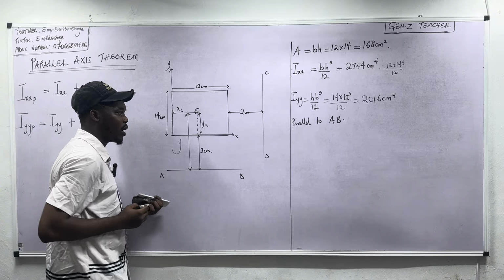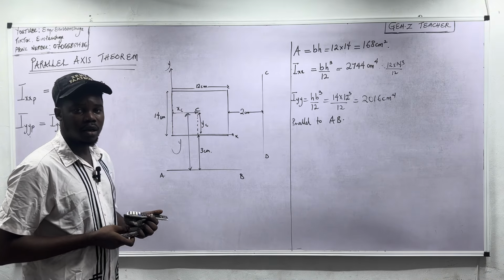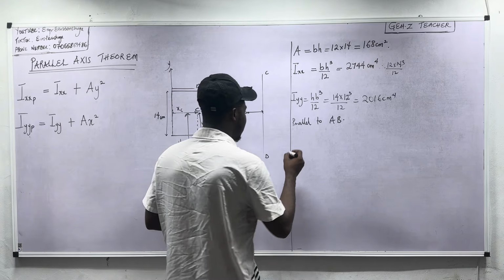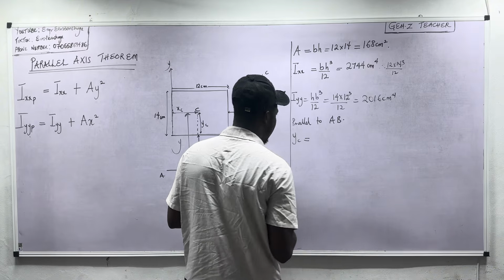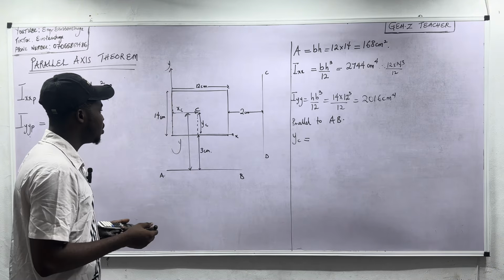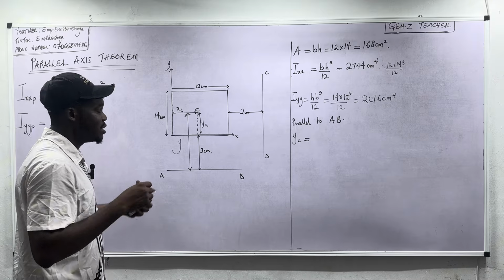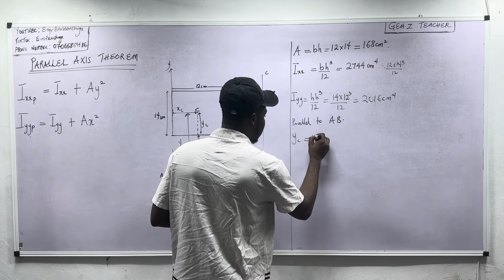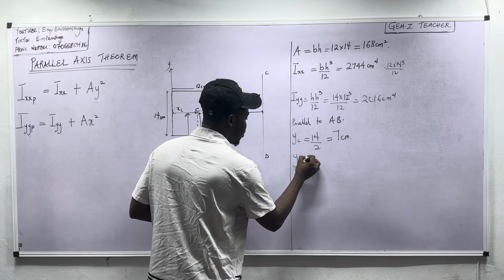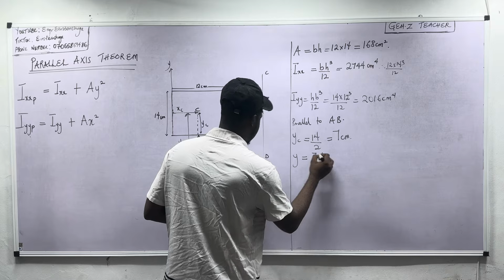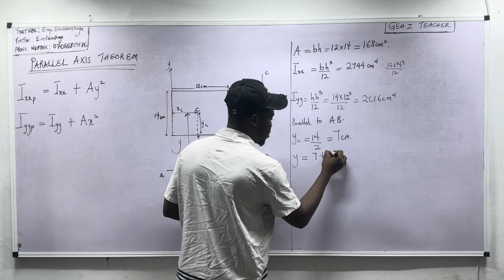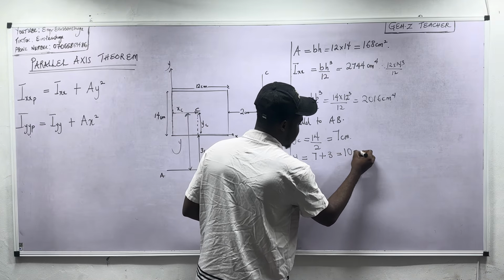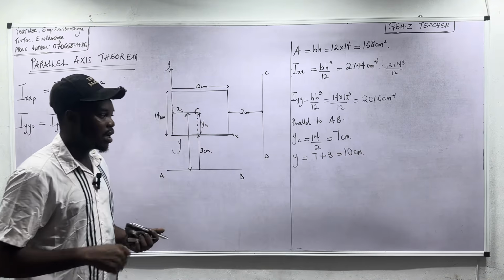So we need to find the y centroid first. Quickly, how do you get the y centroid? The y centroid for a rectangle, from our previous videos, will be the height of the rectangle divided by 2. So this becomes 14 over 2, and that gives us 7 cm. So that's our y. Now our y becomes 7 plus 3, and that equals 10 cm.